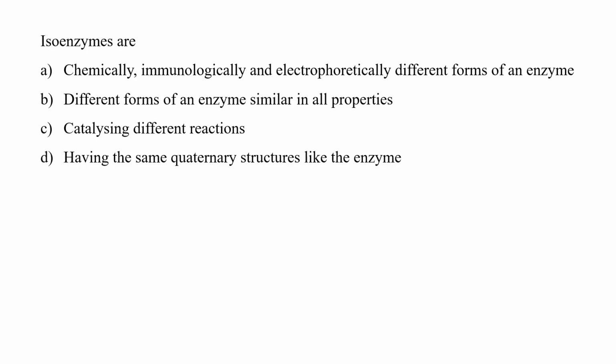Isoenzymes are chemically, immunologically and electrophoretically different forms of an enzyme. Different forms of an enzyme similar in all properties, catalyzing different reactions or having the same quaternary structure like the enzymes. Isoenzymes are those enzymes which catalyze the same reactions but occur in a number of different forms. All these different forms are different in terms of either chemical or immunological properties or even electrophoretic migration.